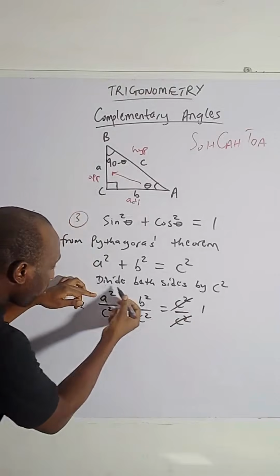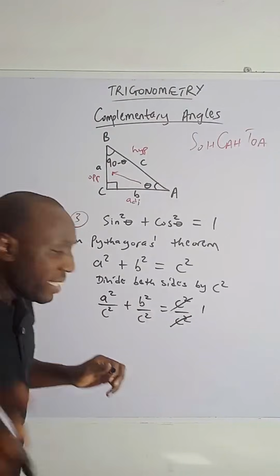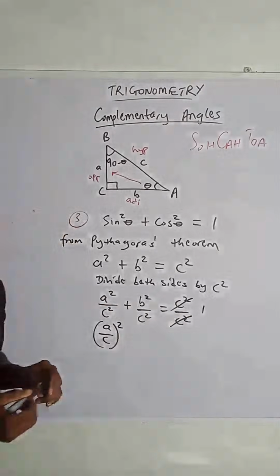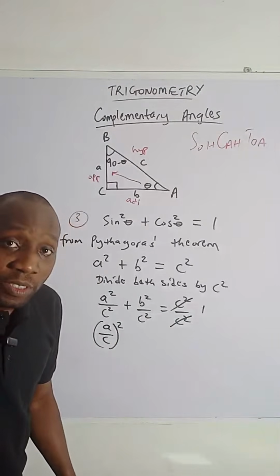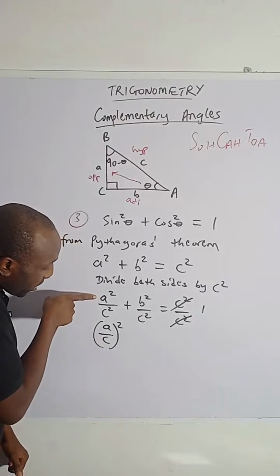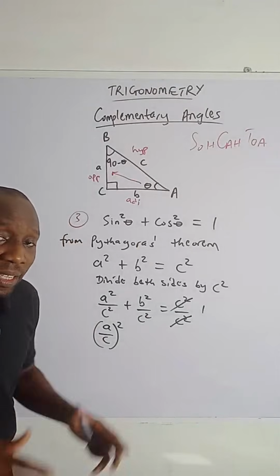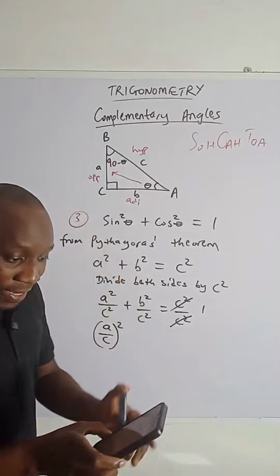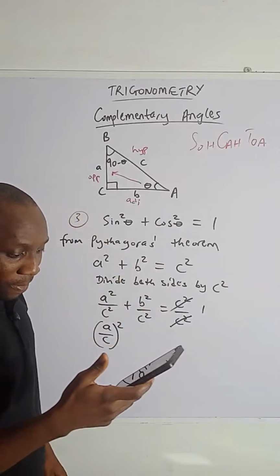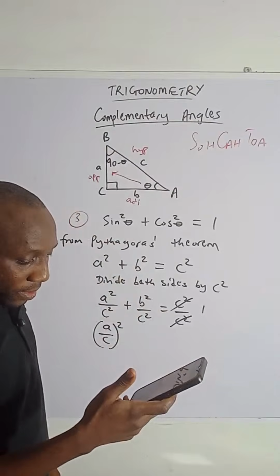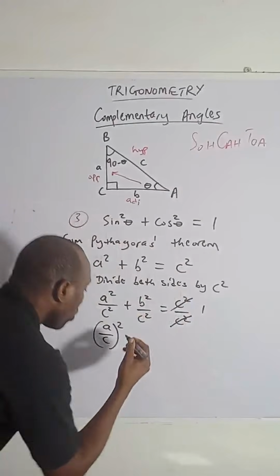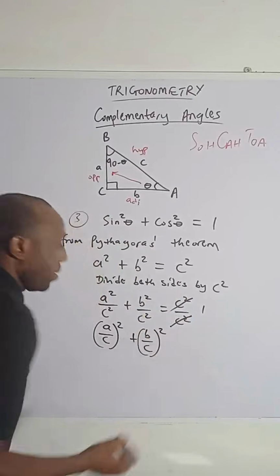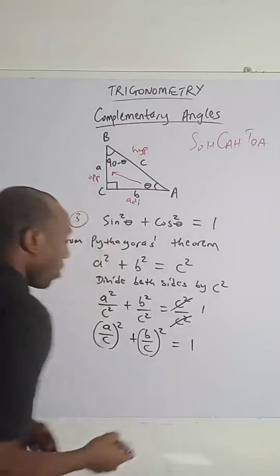And then a squared over c squared can be written, from one of the laws of indices, as a over c all raised to power 2, because this square can be distributed to a and then to c. Then you have this back. A squared over c squared can be rewritten as a over c all squared. Are you with me? If you are with me, type yes in the comments. So plus b over c, the same thing, all squared, is equal to 1.